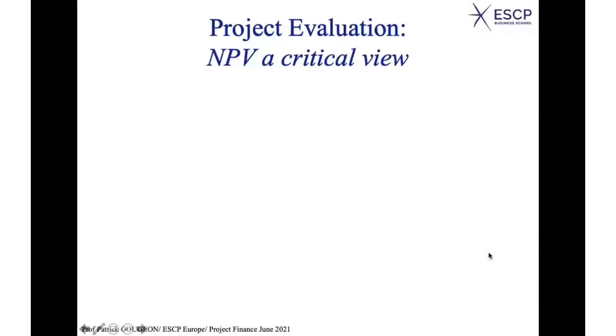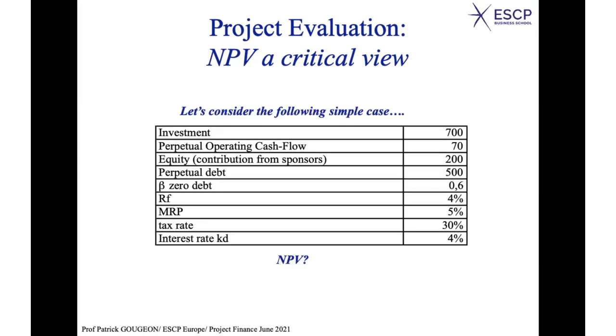So now let's have a critical view on the NPV. I just reminded you of the CAPM basics, and the distinction to be made between the zero debt beta and the equity beta, which is a levered beta. Now let's have a critical view on the NPV as you are used to applying it. Let's take this very simple example. It's a very simple case, not realistic at all, but just for the sake of calculation and for you to understand some tricky points.